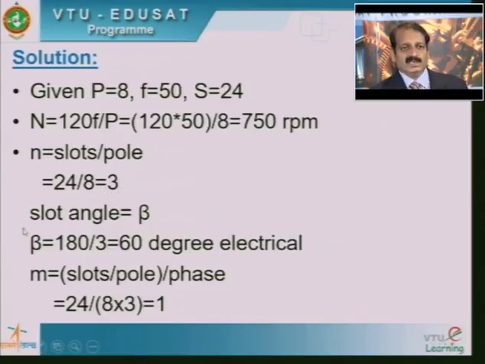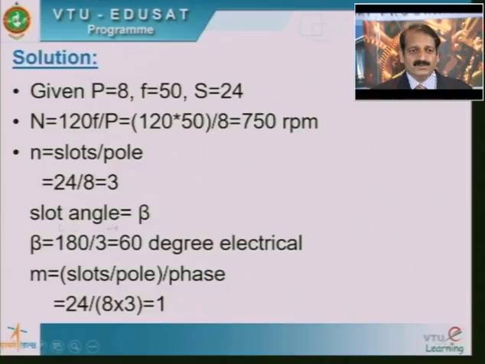Now, we need to calculate the slot angle beta, and beta is given by 180 degrees divided by 3. 180 means the number of electrical degrees, or 180 degrees electrical for one pole. Under one pole there are 3 slots. So, 180 degrees divided by 3 will give us 60 degrees electrical. That means each slot has a measure of 60 degrees electrical, which is called the slot angle. And m is given as slots per pole per phase.